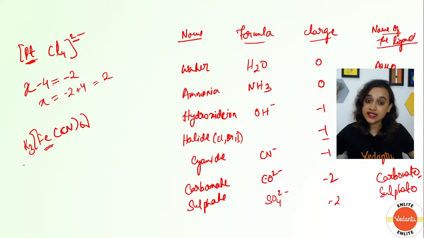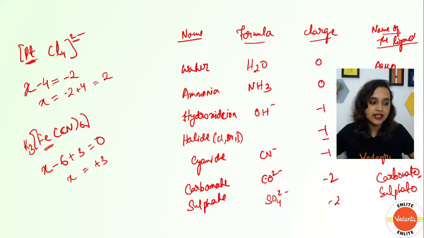Now, this is slightly confusing. Many people might think we also have to find it for potassium because potassium is also a metal. No. We are only going to find it for iron. So let iron be X. Cyanide, CN, is -1, so that means -6. Then here there is plus also, so we will write +3. That is equal to 0. So we will get X is equal to +3.